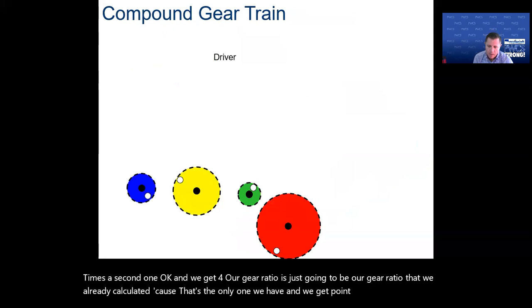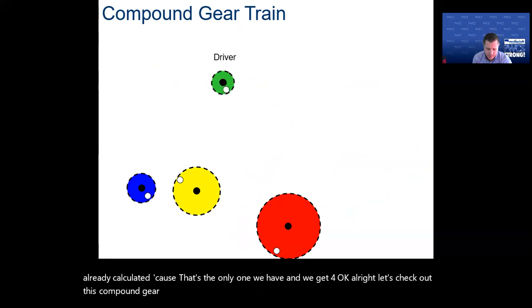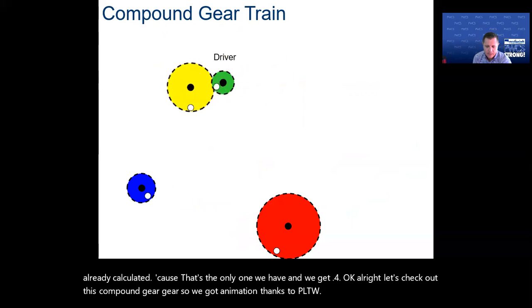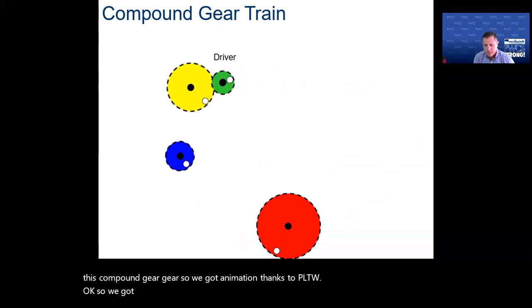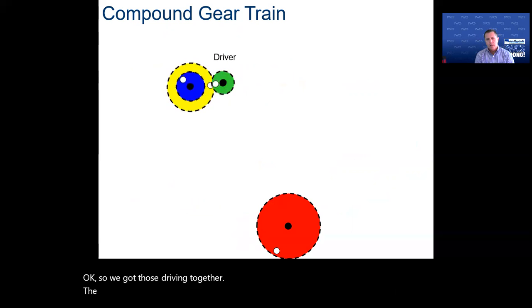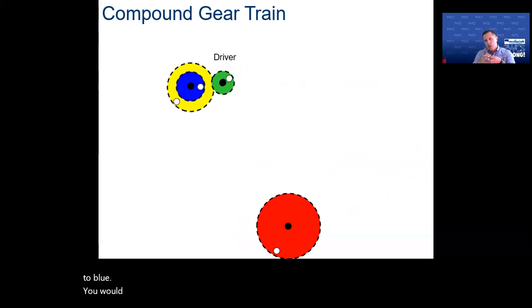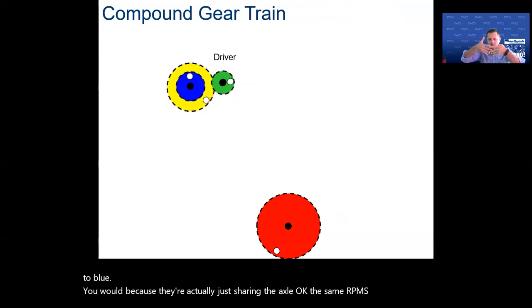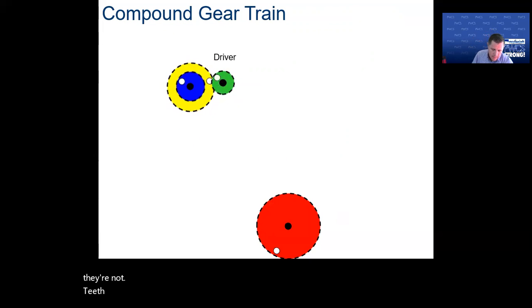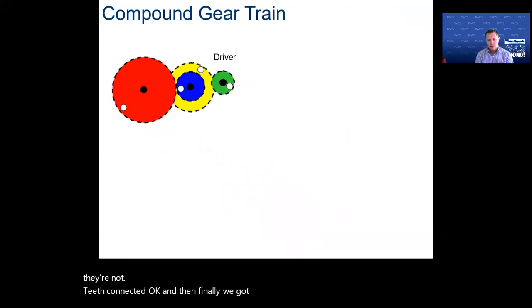All right, let's check out this compound gear. We have an animation, thanks to PLTW. Those are driving together. The blue and the yellow are sharing the axle, so you would not do a gear ratio from the yellow to blue, because they're just sharing the axle. They have the same RPMs, but they are not connected by teeth. Finally, we have the red one connected to the blue.